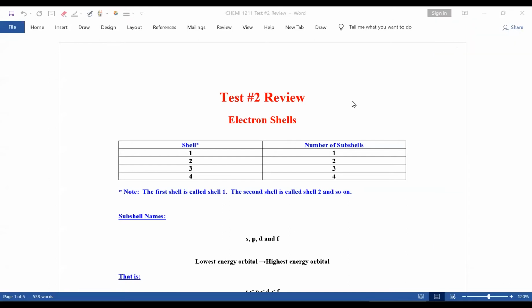Let's go through this. What you're seeing on the screen is available in the lecture section of Blackboard, so you can download it. I talked about where the electrons are. The electrons are in shells. Shells are where the electrons have approximately the same energy, same distance from the nucleus, the center of the atom. And the shells have numbers, 1, 2, 3, 4. Now, shell 1 has 1 subshell, shell 2 has 2, then 3, 4.